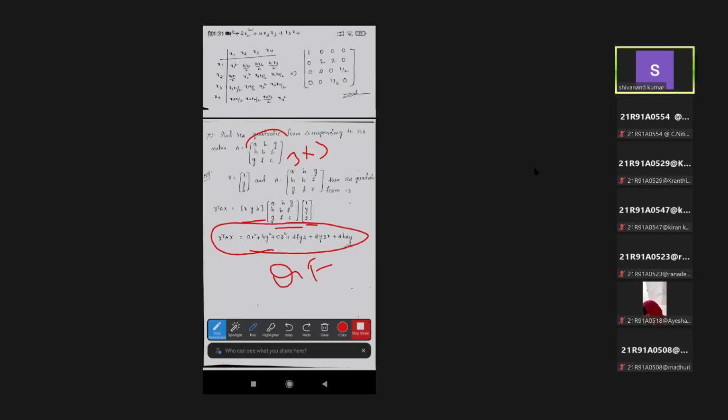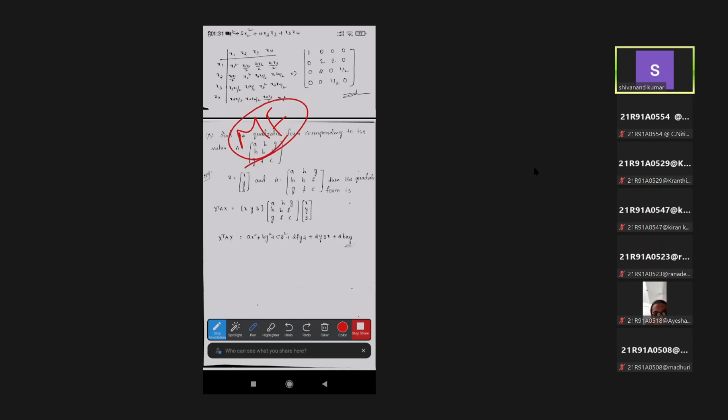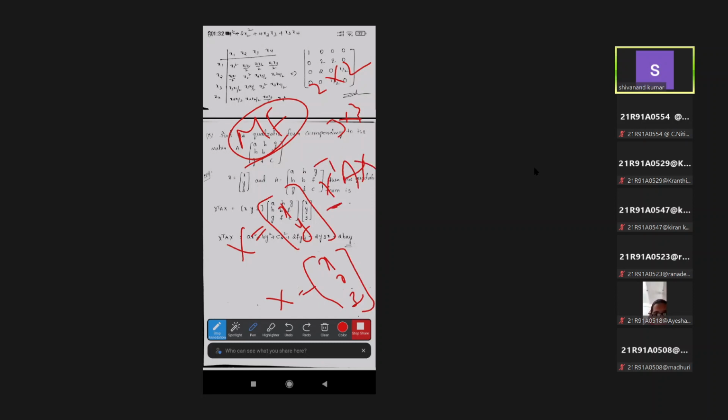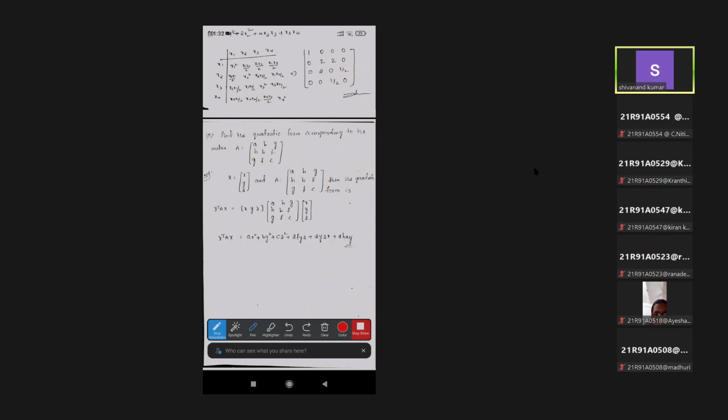Whenever they give the matrix form, check whether it is 2 by 2, then you have to take x equal to x, y. If the matrix is 3 by 3, then you have to take x equal to x, y, z. And the formula is very clear: x transpose A x. X transpose means you change that column into a row, then the given A, and then x. If you multiply these three, you will get one polynomial. That is nothing but your quadratic form.